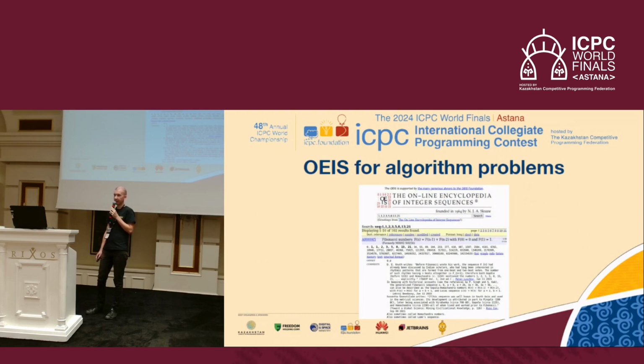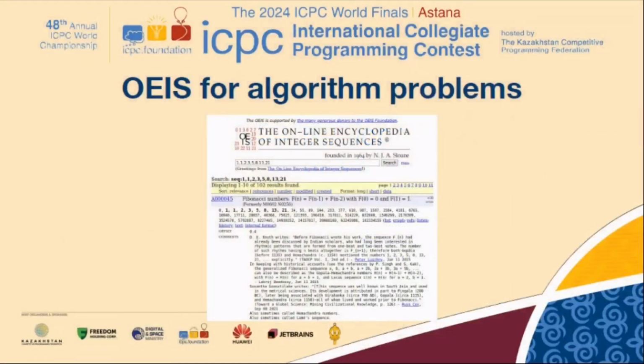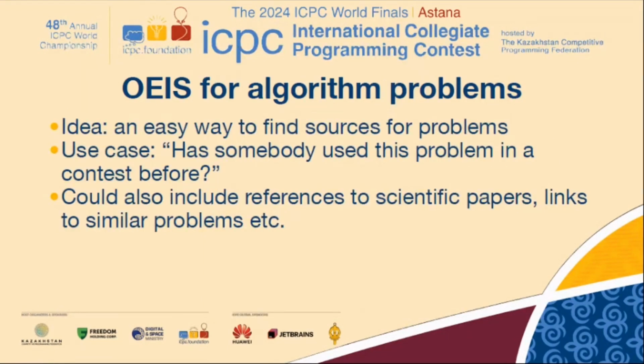Okay, then my last idea. You have seen this page, most of you, I guess, OEIS. If you have some number sequence, you can try to find it using this. So the idea is to do something similar for problems. One use case is if you want to find out if somebody has used some problem before.